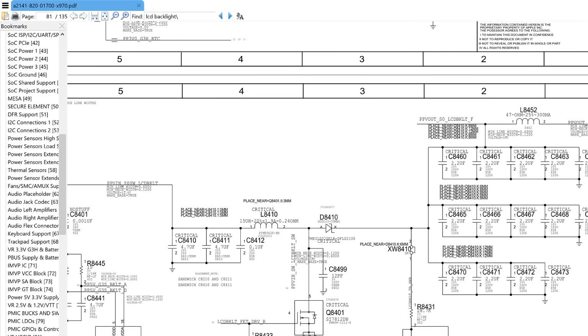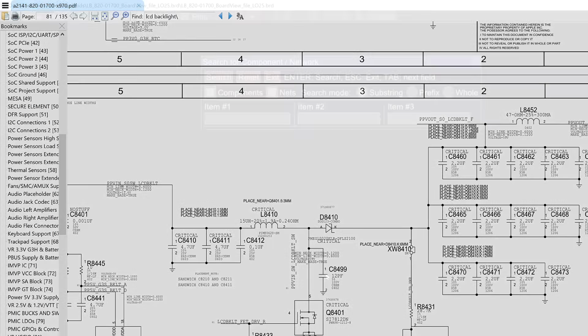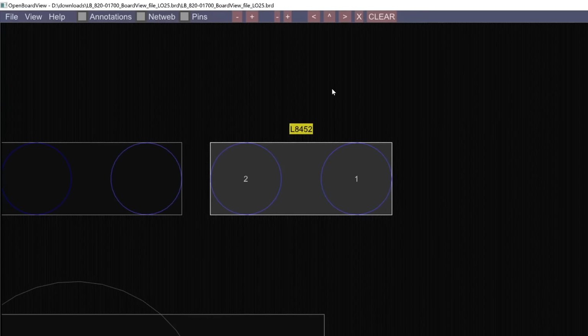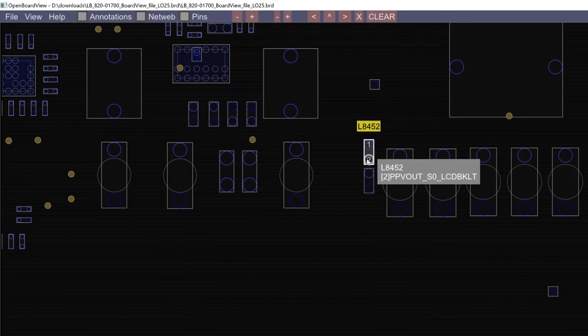Now, if we go back to the schematics and look for L8452, I want to measure at point 2 right here and see what voltage we have. You see PPVOUT_S0_LCDBKLT. Let's go under the microscope and measure the voltage and see what we have.